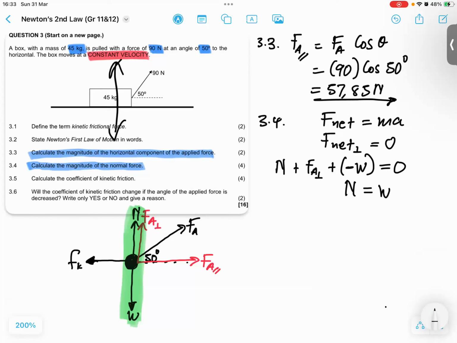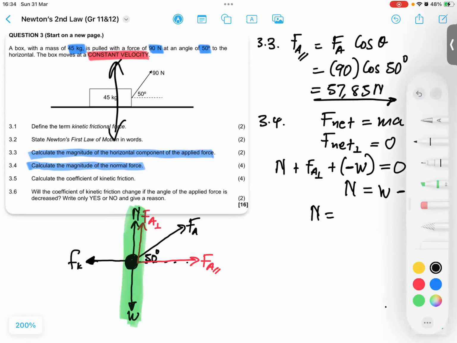And then F applied perpendicular will now be negative because it's positive. When you take it to the right-hand side, it's going to be negative, right? So that is the F applied perpendicular. And then when you write this down, it's now going to be weight.